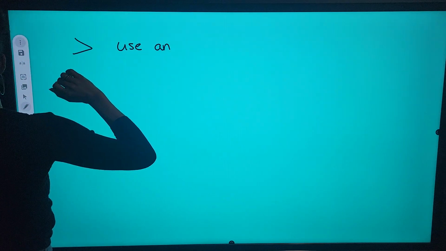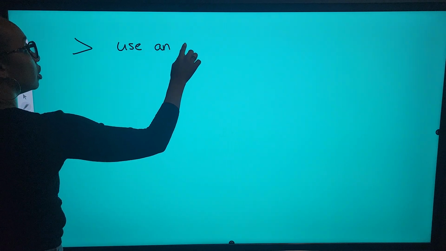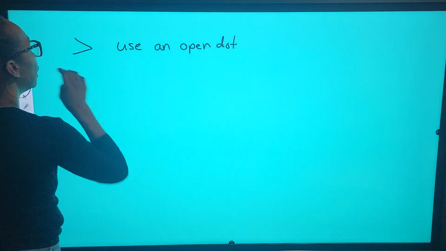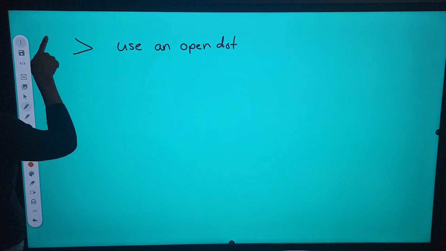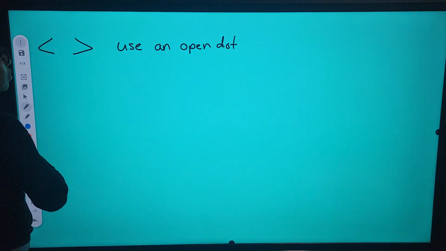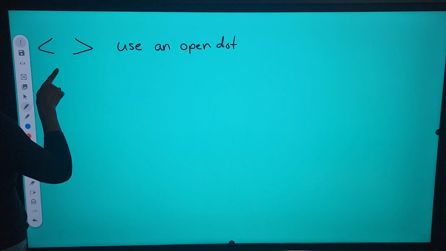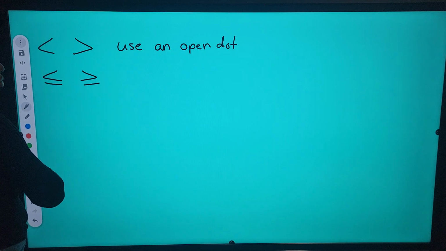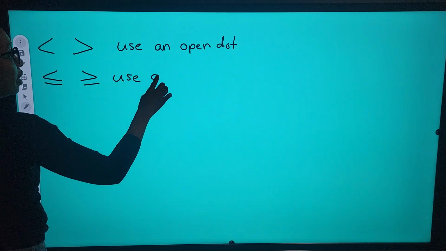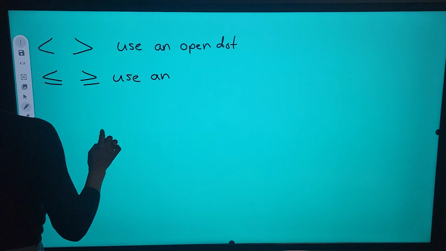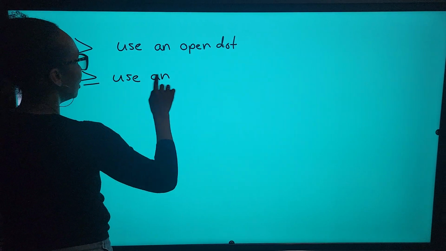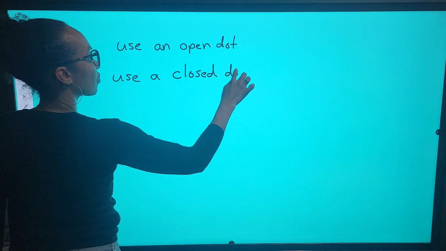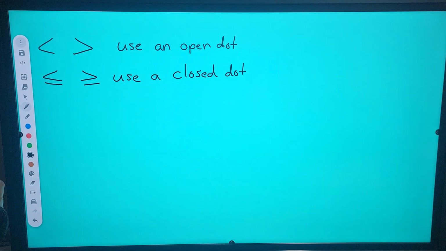An open dot. That could be for greater than, it could be for less than, okay? But if we have a less than or equal to, or a greater than or equal to, we will use a filled dot, or what they're calling a closed dot in your book. So use a closed dot. And I'll explain a little more what that means when you see the graph.